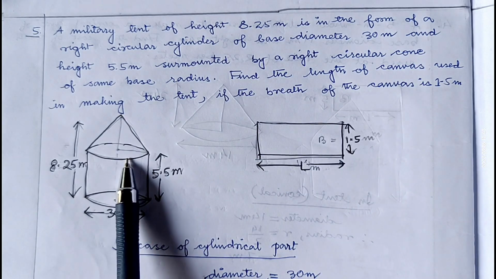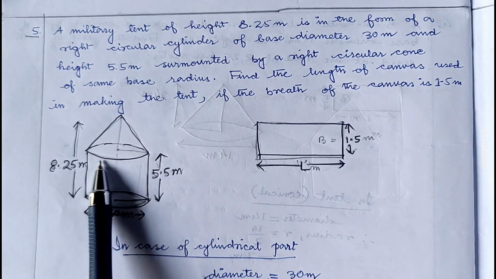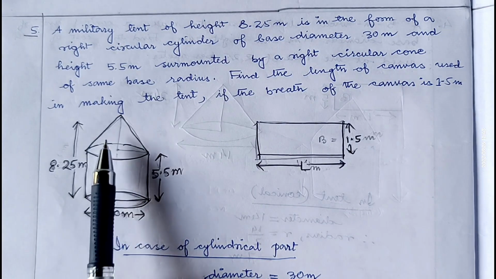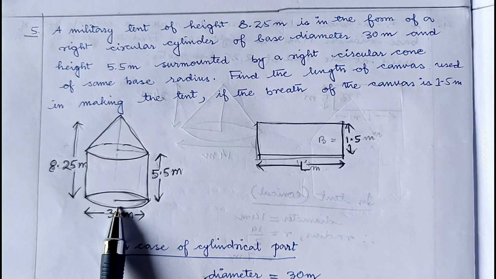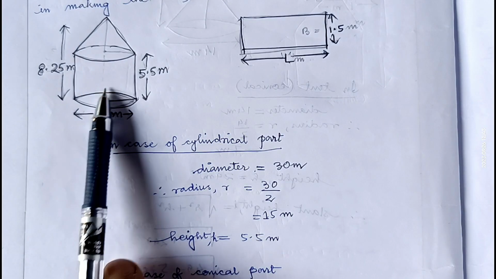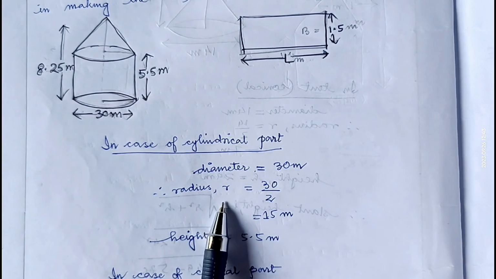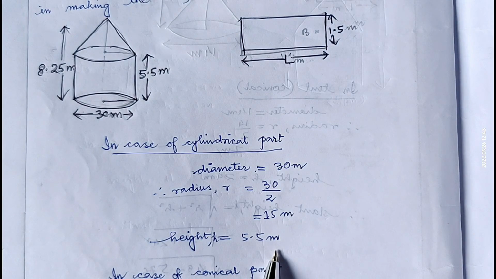Now in this case, if you want to find the total surface area, we have to find the curved surface area of the cone plus curved surface area of the cylinder. To prepare this tent, we have to give the canvas in the upper part and in the side. In the lower part, it is not required. In case of cylindrical part, diameter is 30 meter. Since diameter is 30, so radius will be 30 by 2, which is 15 meter, and height is 5.5 meter.